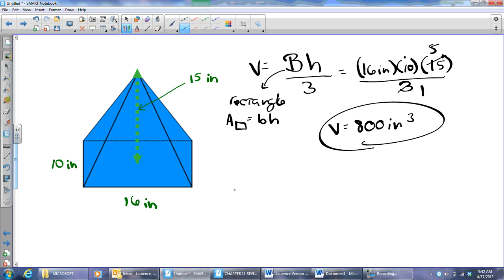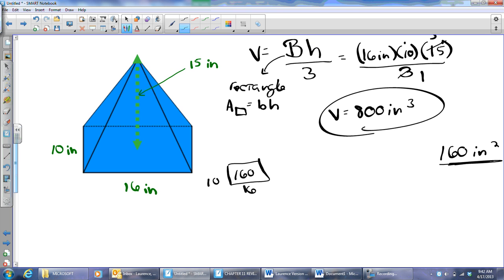Now to do surface area, obviously I'm going to have a rectangle, and that's going to be 16 times 10. There's only one of those. That's 160. I need the 160 inches squared. I'm going to put that over there. But I've got some triangles going on, and this gets just a little bit tricky. I think I'm going to have to do the Pythagorean theorem twice on this one. You see, to find the area of the triangles, I'm going to need the height of the triangles, and it's going to change. This one here, do you see the right triangle that I'm making?